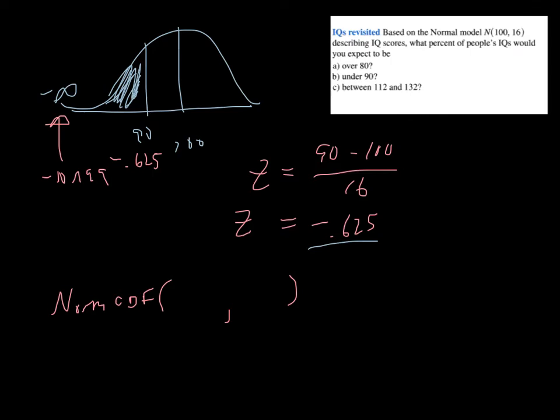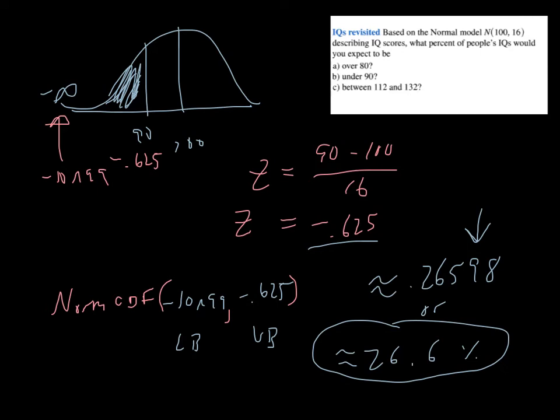So now we're going to go to, again, second vars in our calculator. And what are we looking for? The left bound, or our lower bound, and our upper bound values. Negative 10 to the 99 is our lower bound, and negative 0.625 is our upper bound. Go for your calculator and see what you get.